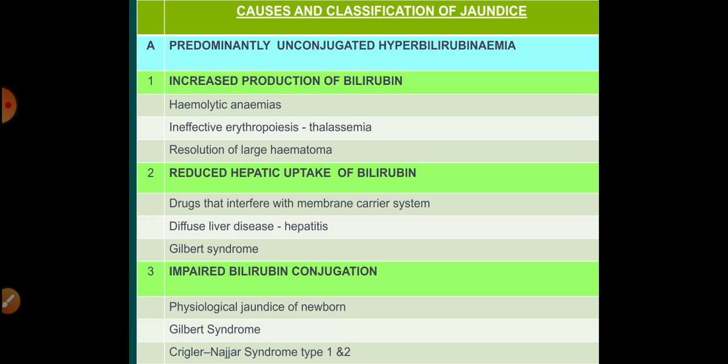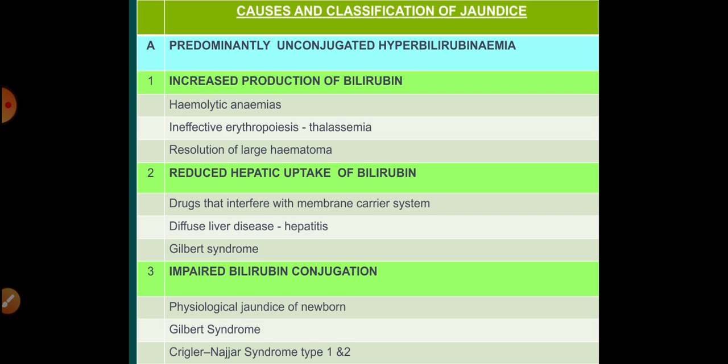Causes and classification of jaundice. Predominantly unconjugated hyperbilirubinemia can be seen due to increased production of bilirubin, reduced hepatic uptake of bilirubin, or because of impaired bilirubin conjugation. Increased production of bilirubin could be because of hemolytic anemias, ineffective erythropoiesis, or resolution of a large hematoma.